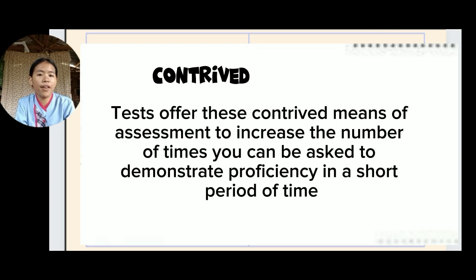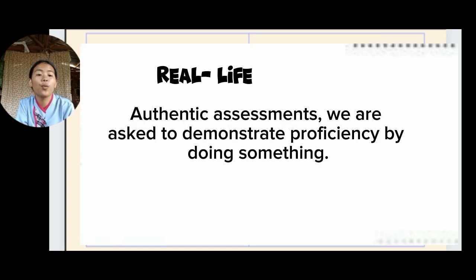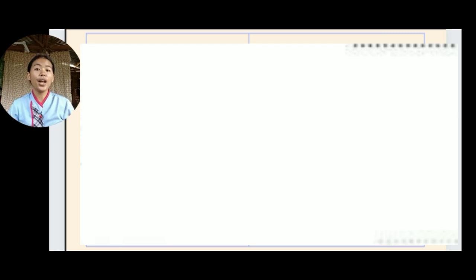So, it is not very often in life outside of school that we are asked to select from four alternatives to indicate our proficiency at something. So tests offer this contrived means of assessment to increase the number of times you can be asked to demonstrate proficiency in a short period of time. More commonly in life, as in authentic assessments, we are asked to demonstrate proficiency by doing something. Now, let's move on to recall or recognition of knowledge to construction or application of knowledge.